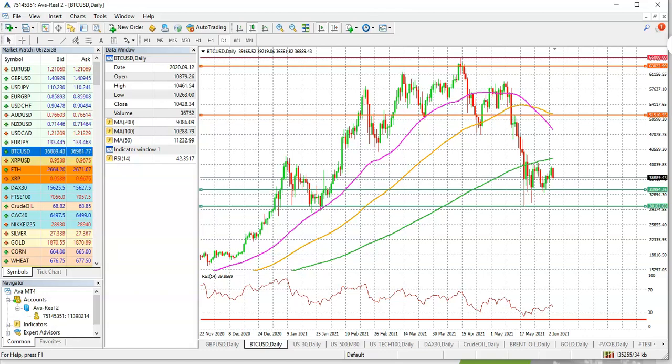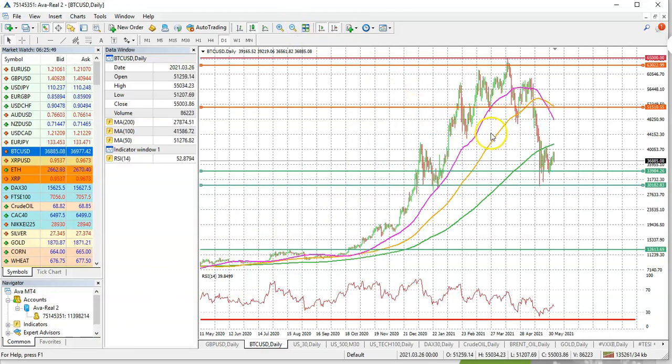Now, folks, the chart in front of you is your Bitcoin daily chart. We have three different moving averages on this particular chart. To begin with, we have your 50, then your 100, and finally your 200 simple moving average.